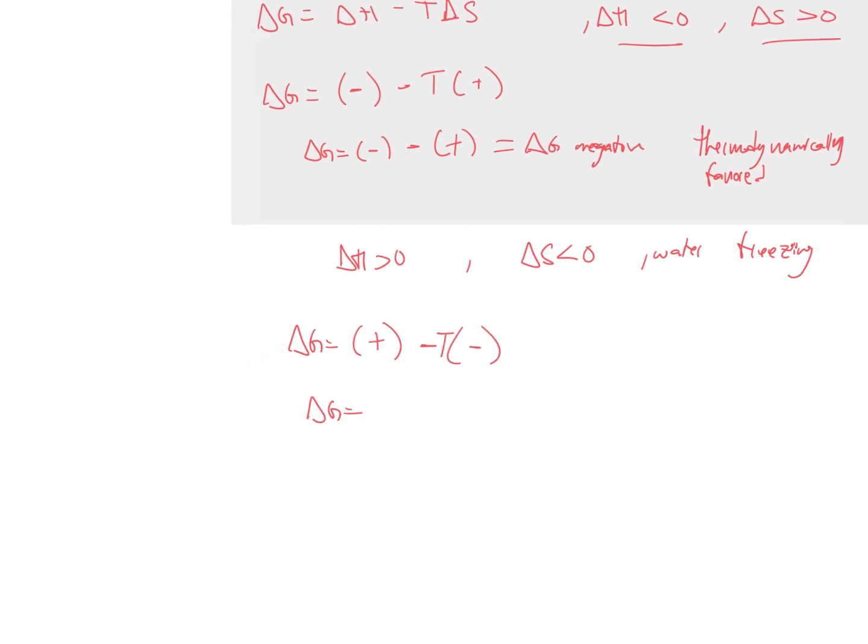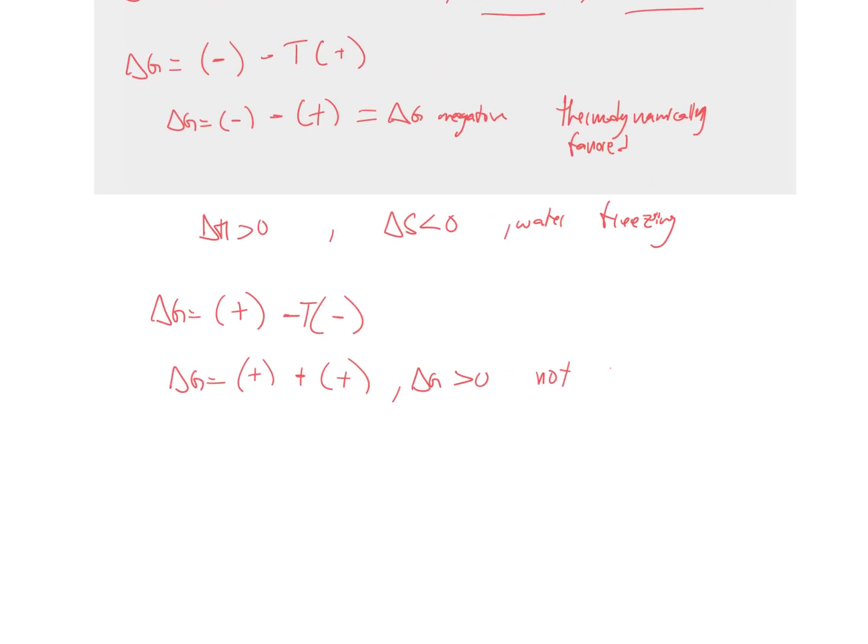Here, delta G is equal to a positive plus a positive, essentially, because I'm multiplying two negative values by each other. And so in this case, delta G is going to be greater than 0, and so it is not spontaneous and not favored. A lot of questions are going to ask you to calculate delta G and then tell them whether or not it is spontaneous or favored.